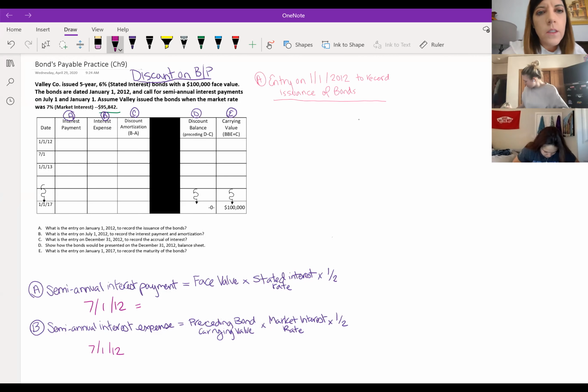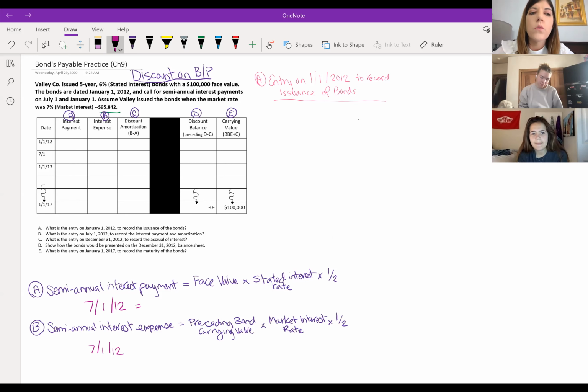Okay, with this practice problem, you're practicing a discounted bond. So Valley Company issued 5-year 6% bonds with $100,000 face value. The bonds are dated January 1st, 2012, and call for semi-annual interest payments on July 1st and January 1st. Assume Valley issued the bonds when the market rate was 7%, and the bonds were issued at 95,842.